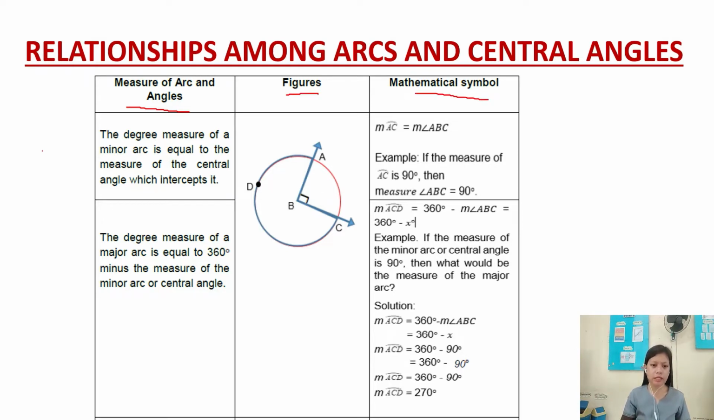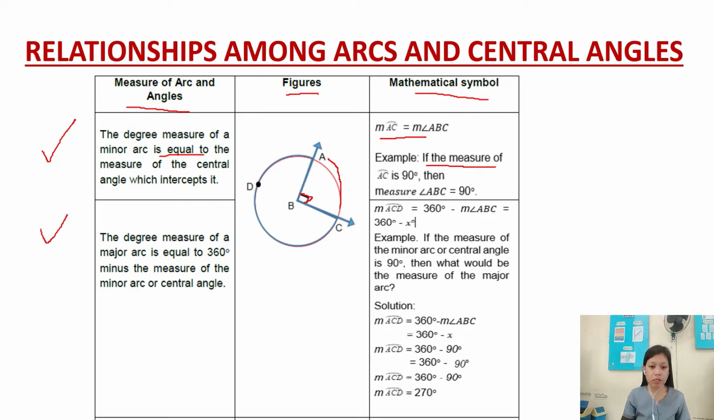First, the degree measure of a minor arc is equal to the measure of the central angle which intercepts it. Example, the measure of arc AC is equal to the measure of angle ABC. If the measure of arc AC is 90 degrees, then the measure of angle ABC is also 90 degrees.